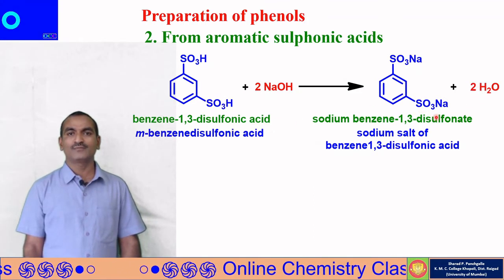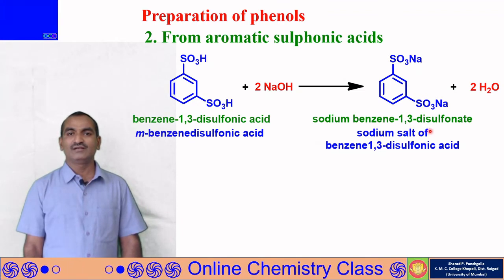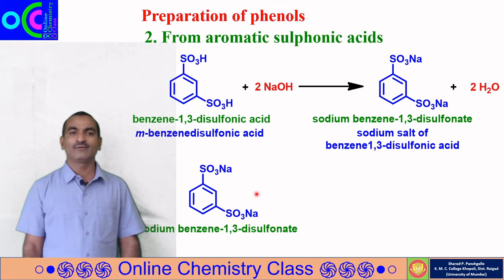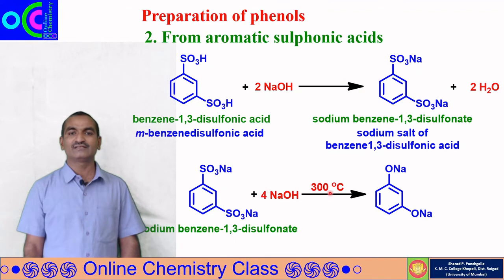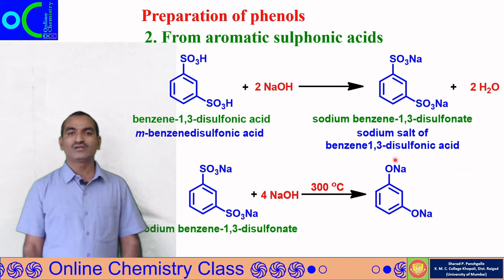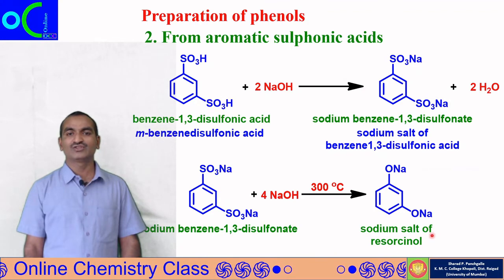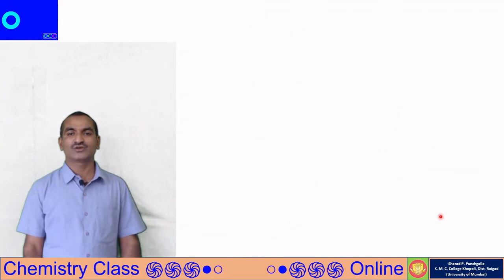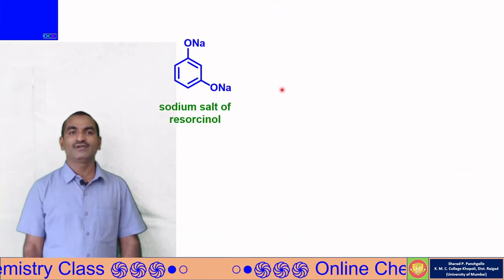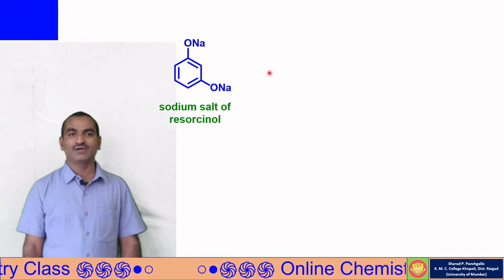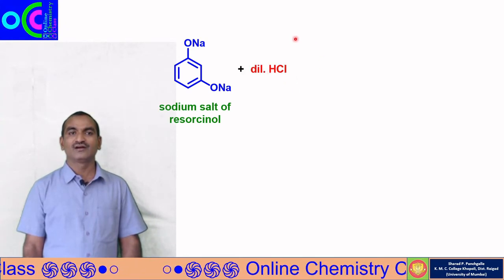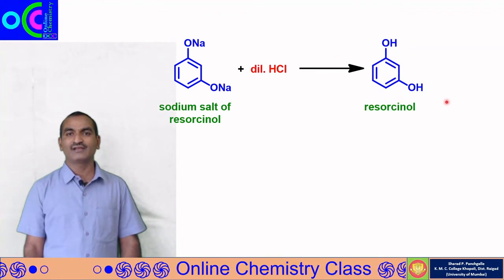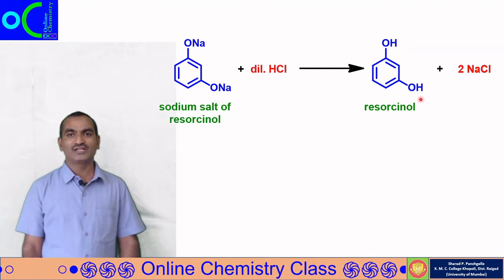Now this salt of benzene 1,3-disulfonic acid, when heated with solid sodium hydroxide at 300 degrees Celsius, gives sodium salt of resorcinol. So we get the sodium salt of resorcinol. Now this sodium salt of resorcinol, when treated with dilute acid, for example dilute hydrochloric acid, converts into free phenol and we will get resorcinol as the final product. So here also we are having the 3 steps.